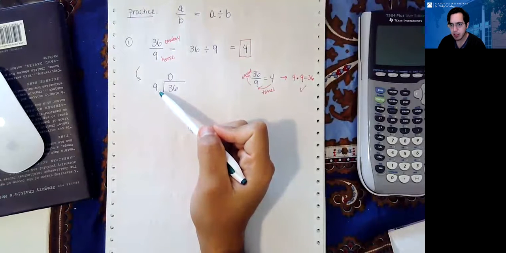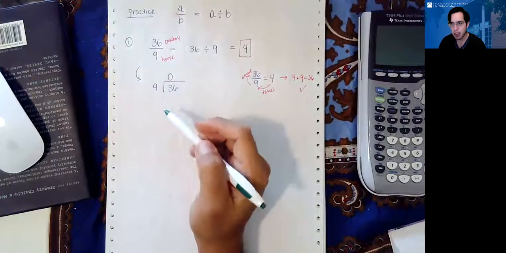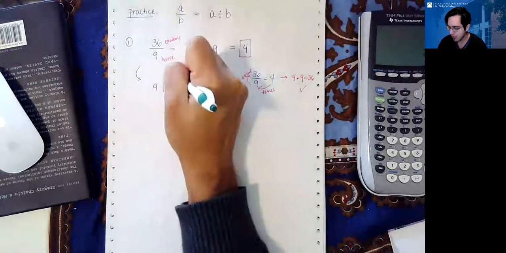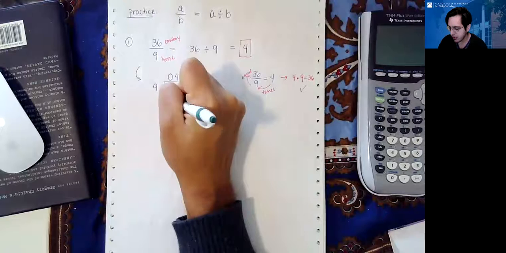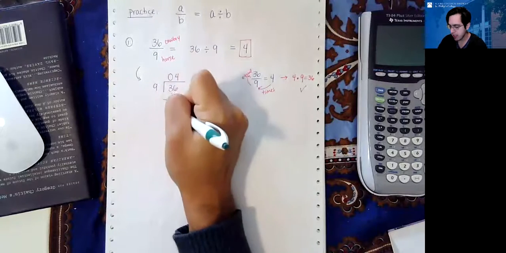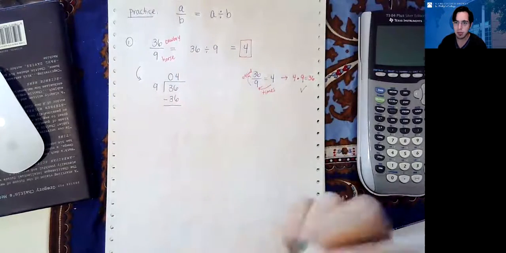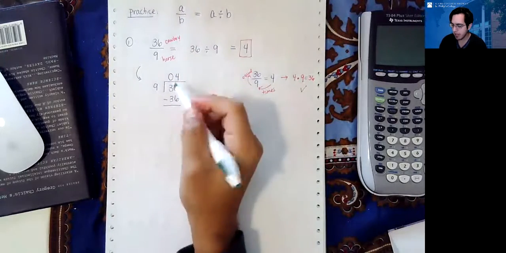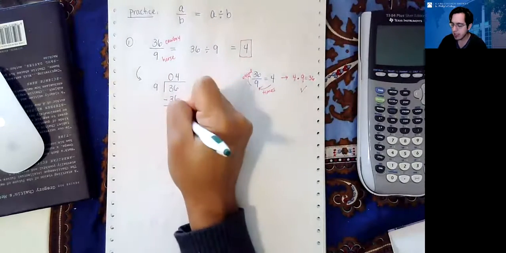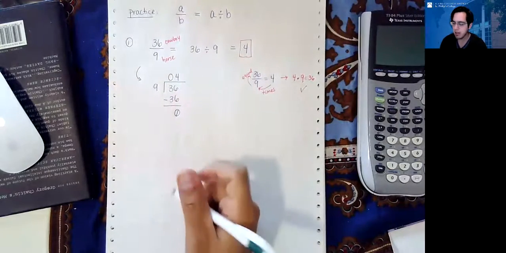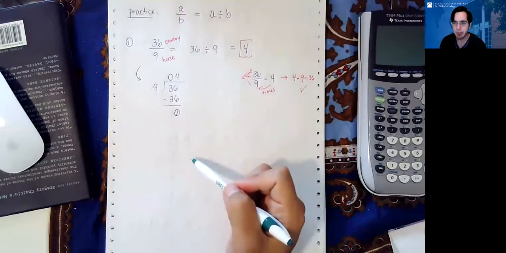Times 3 is 27, too small. Times 4 is 36, so that perfectly fits. So we'll put a 4 here. Since 4 times 9 is 36, we'll subtract that because that's the way we've always been taught. And since we have 0 for our remainder, we can go ahead and stop or terminate that process, and our answer should just be 4.